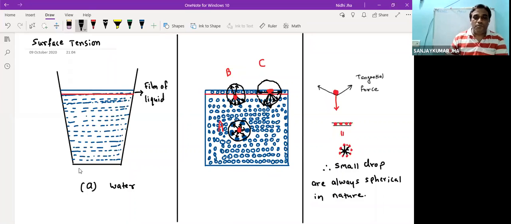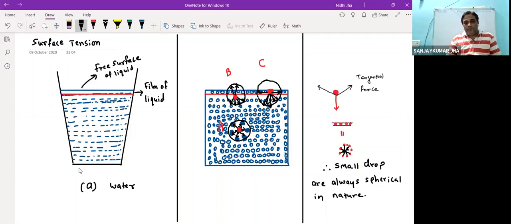Now students, come to molecule B. Molecule B is just below the free surface of the liquid. This is the free surface of the liquid. So we understand what free surface is. The layer of liquid which is in contact with air is called the free surface of the liquid, and the thickness of this film, which is equivalent to the range of molecular attraction, is called the film of the liquid. The film contains fewer liquid molecules.